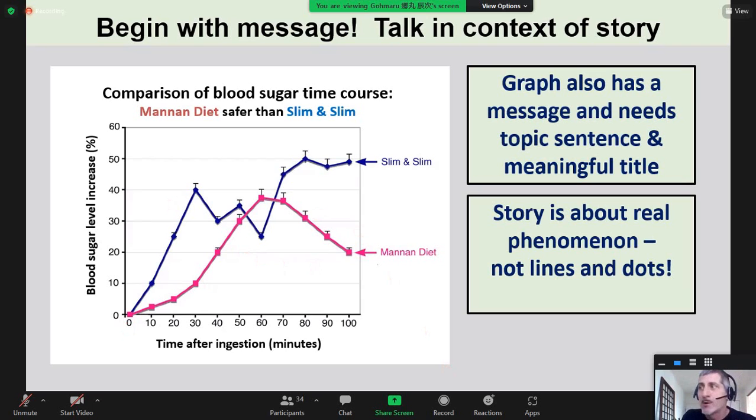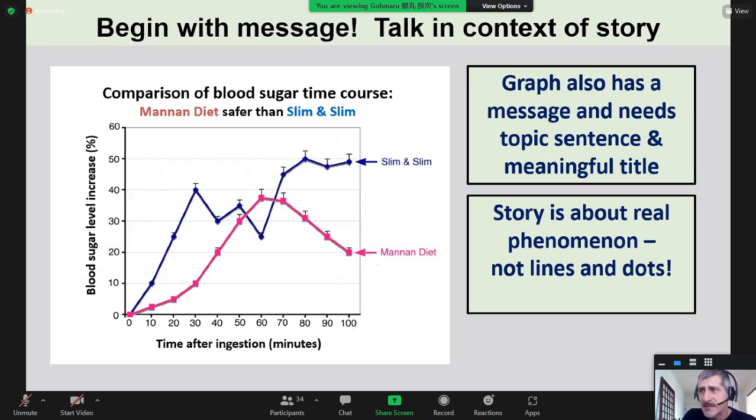Keep in mind that our primary safety concern for use together with XYZ is avoiding rapid and large changes in blood sugar, which can be very dangerous for the patient. Even casual observation of the Slim and Slim blood sugar time course shown in the blue line can tell you that it's not very good.